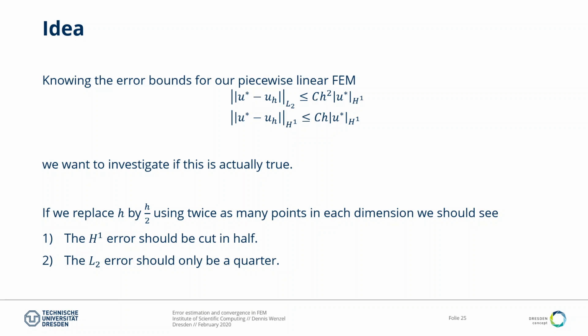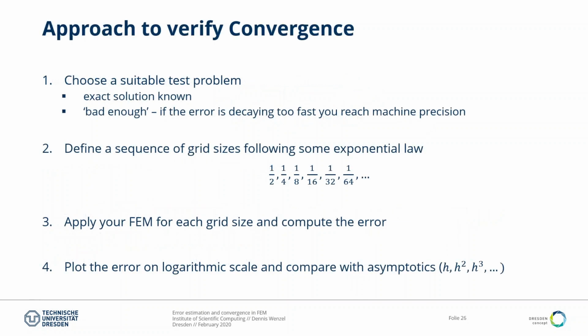So that also kind of makes sense because you can't really know what this error is doing anymore if you talk about higher derivatives. So that's why we're also going to focus on the L2 error in our studies for now. So we are trying to verify this part here. So we want to see if the L2 error is actually cut to a quarter. And what's the approach to verify this? The first thing is you need to choose a suitable test problem.